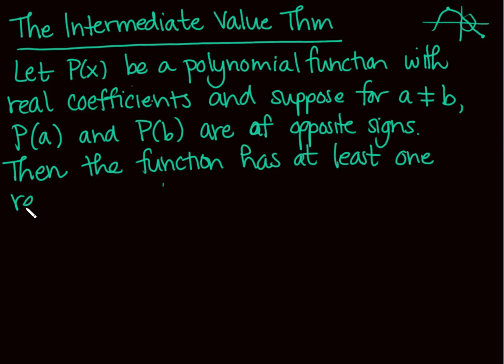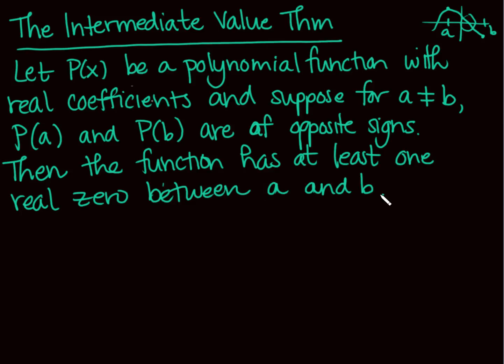Real zero. And where must those real zeros occur? Well, if this is my A and this is my B, that real zero must occur between A and B. Now, if P of A and P of B have the same sign, meaning they're both positive or both negative, the intermediate value theorem doesn't tell us anything about a zero. Okay, so that's all it is.